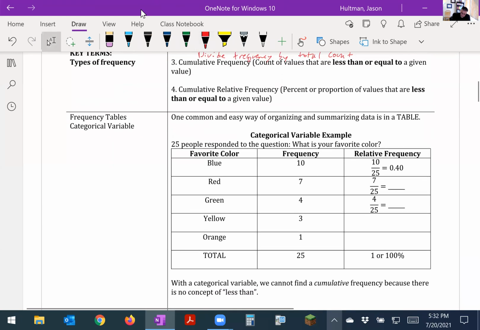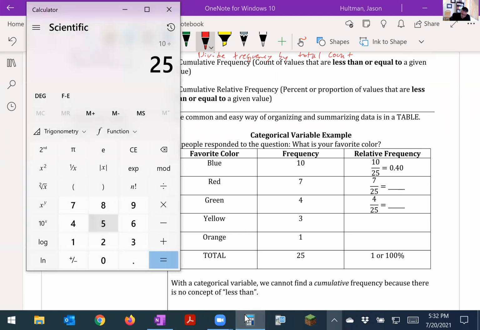Okay, frequency table. One common way of organizing and summarizing data is in a table. This is the categorical variable example. 25 people responded to the question, what is your favorite color? 10 responded with blue, so we say that 10 is the frequency of blue, and 10 out of 25, 10 divided by 25, would be 0.4 or 40%.